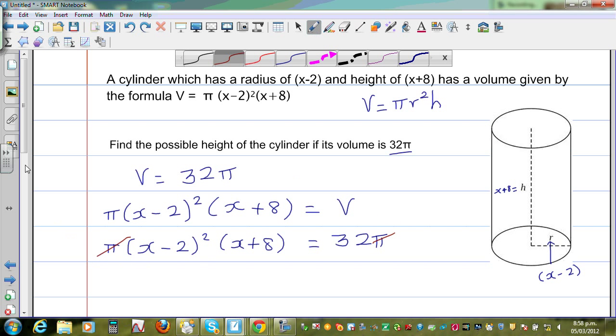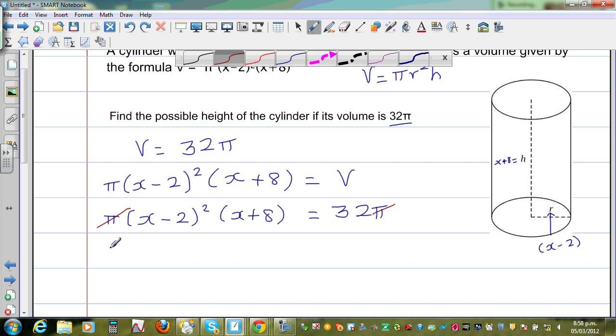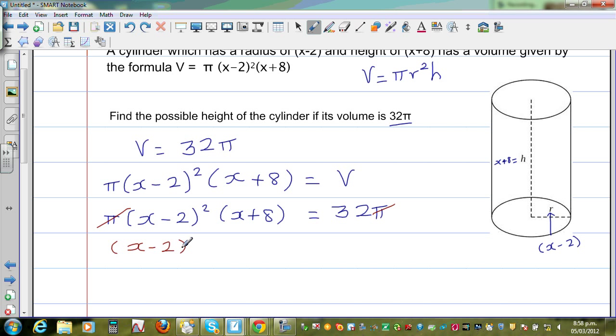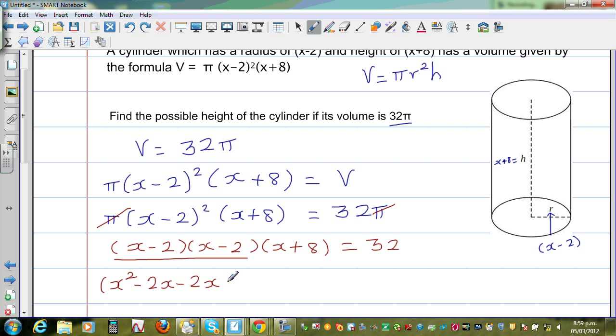So let us expand this. So when I expand this, x minus 2 times x minus 2 times x plus 8 is equal to 32. So this is simple expansion. I'll expand these two brackets first. So x times x is x squared, then x times negative 2 is minus 2x, then minus 2 times x is minus 2x, and minus 2 times minus 2 is plus 4.